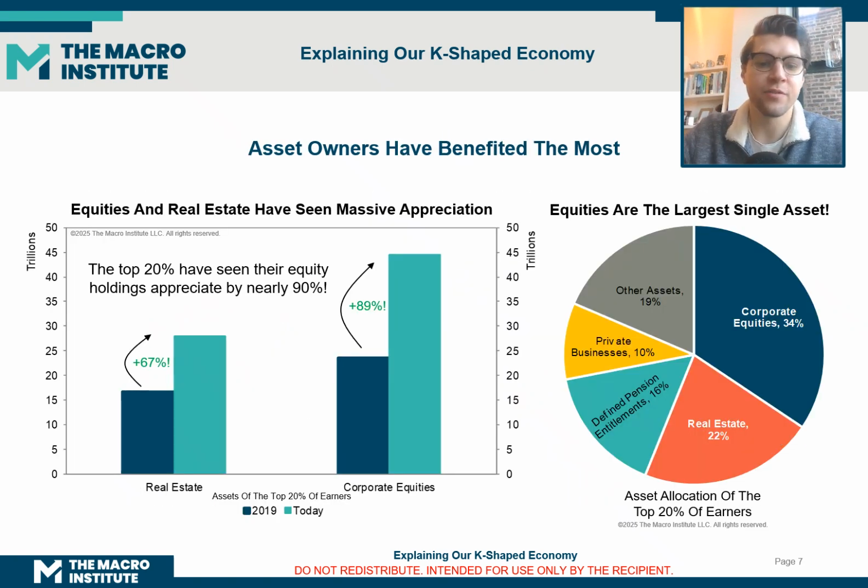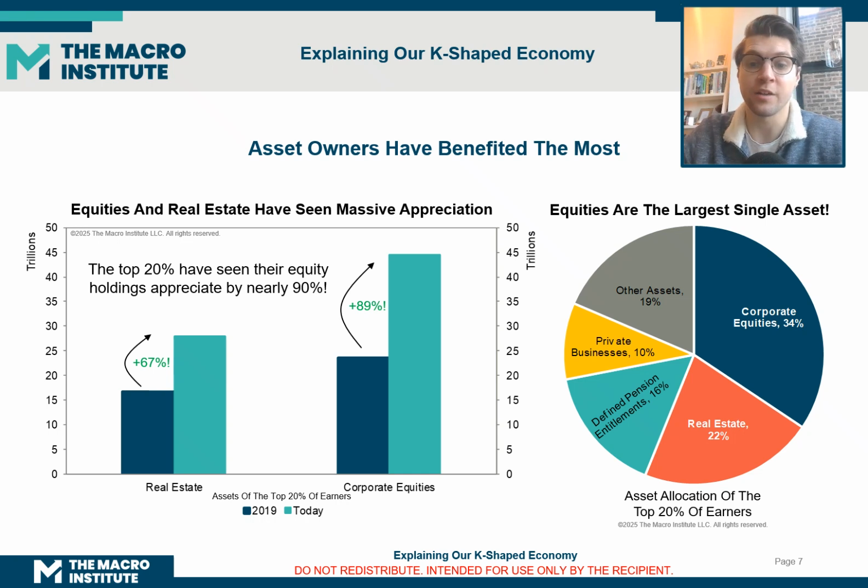So we've had an inflationary backdrop since COVID, and that has generally benefited asset owners. So equities and real estate have seen a massive appreciation. This chart on the left here is the assets of the top 20% of earners. Corporate equities have been up almost 90% since 2019, and real estate 67%. So the top 20% have seen their equity holdings and their real estate holdings appreciate.